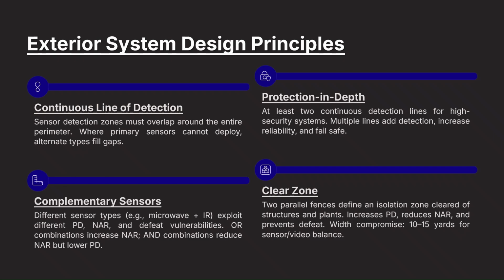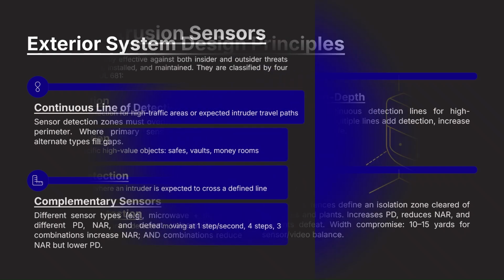Where gaps are unavoidable, alternate technologies must compensate. Protection in depth uses multiple layers of detection, increasing the likelihood of identifying intrusions early. Complementary sensors combine different technologies to offset weaknesses and improve overall detection probability while reducing nuisance alarms. Clear zones are essential. Removing obstructions improves visibility and system performance, minimizing false alarms and vulnerabilities.